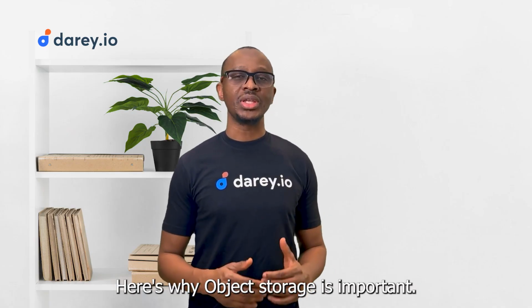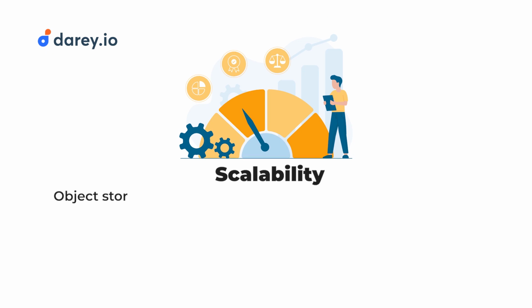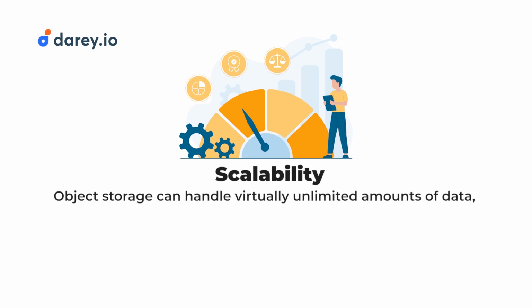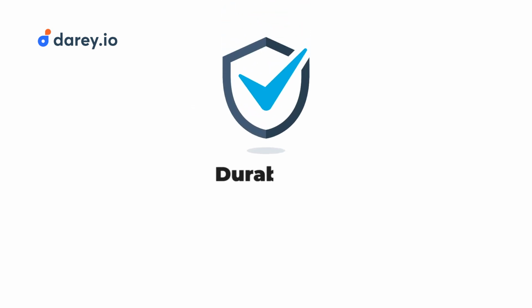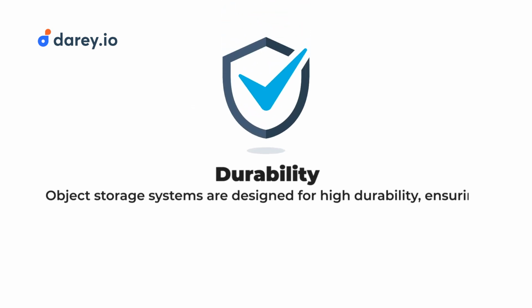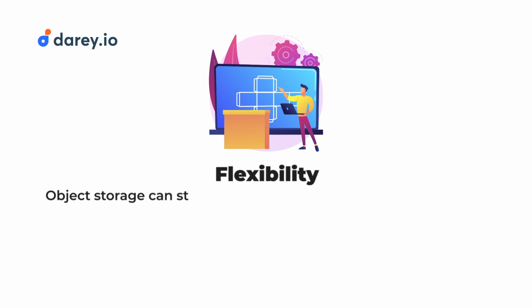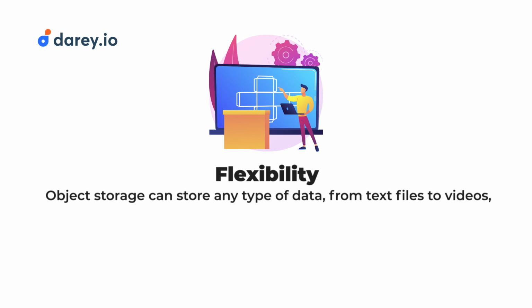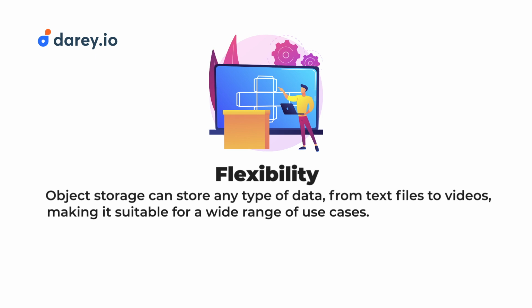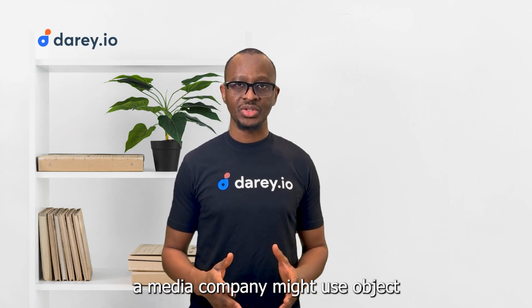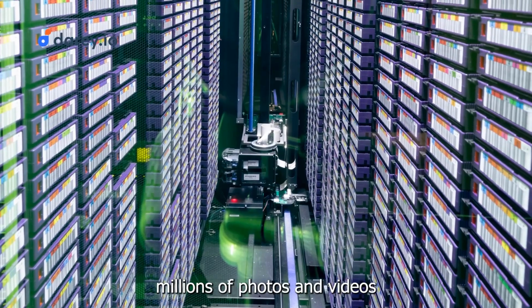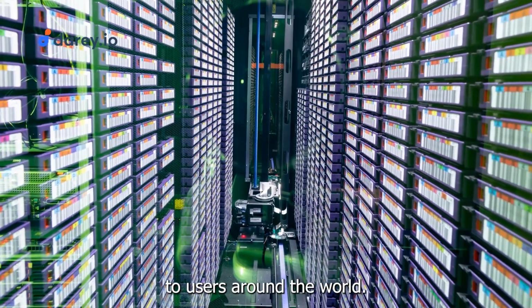Here's why object storage is important. Scalability. Object storage can handle virtually unlimited amounts of data, making it ideal for large-scale applications. Durability. Object storage systems are designed for high durability, ensuring that your data is protected against loss. Flexibility. Object storage can store any type of data, from text files to videos, making it suitable for a wide range of use cases. For example, a media company might use object storage to store and serve millions of photos and videos to users around the world.